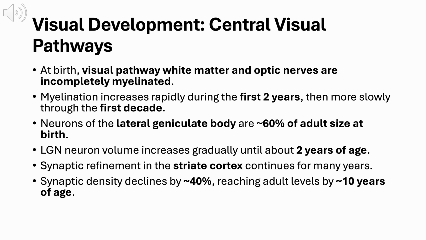The big takeaway is that binocular vision depends on a long window of brain maturation. The visual system isn't just turned on at birth, it's slowly tuned over years through myelination, growth, and pruning, which is why early visual disruptions can have lasting effects.